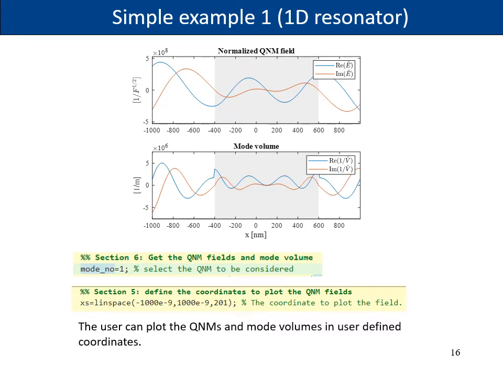And finally, after the computation of the modes, the user can define coordinates to plot the fields of the normalized quasi-normal modes. For example, in this example, I have selected the mode number 1 to plot its normalized field and the mode volume.